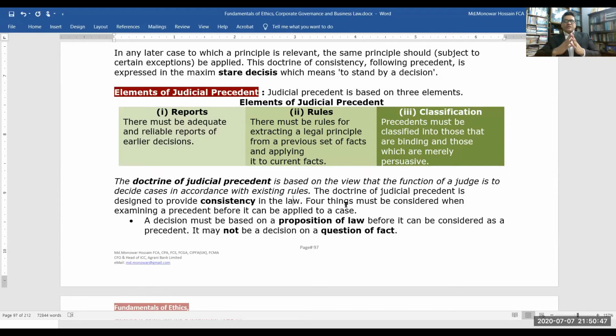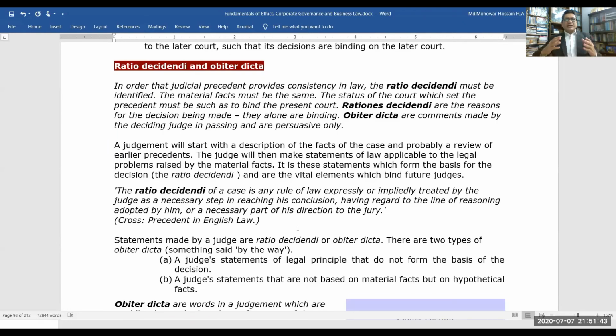reporting, rules and classification. If you see the reports, there must be adequate and reliable reports of the earlier decisions, and rules, there must be rules for extracting a legal principle from a previous set of facts and applying it to current facts. And classification, precedents must be classified into those which are binding and those which are merely persuasive.